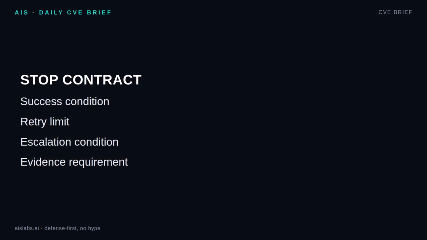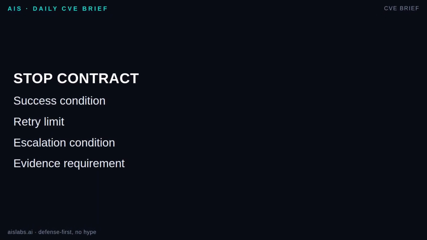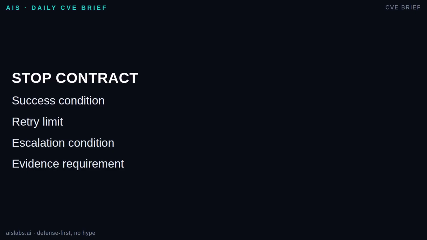Here is the pattern for this episode. Define the stop contract before the first attempt. I use 4 lines. Success means what exact state counts as done. Maximum retry says how many repair passes are allowed before the loop must stop trying. Escalate when names the conditions that require a human, a queue, or a safer workflow. Proof required says what evidence the verifier must return.